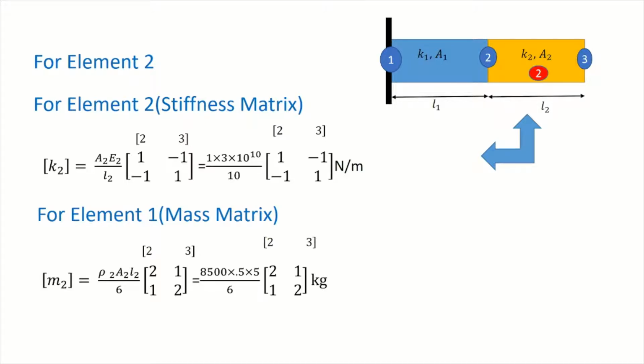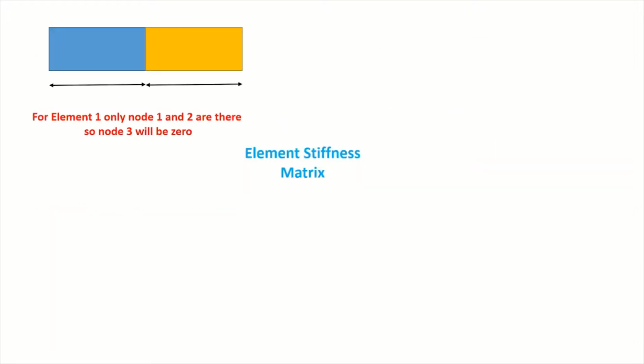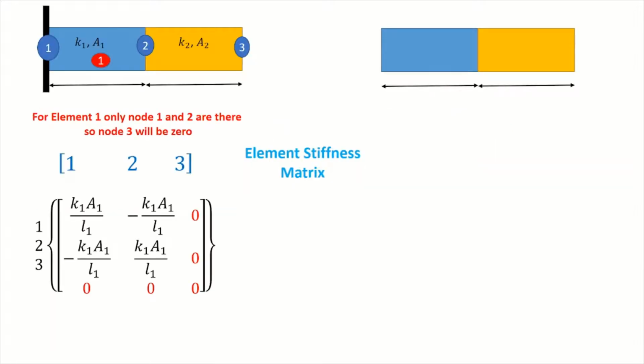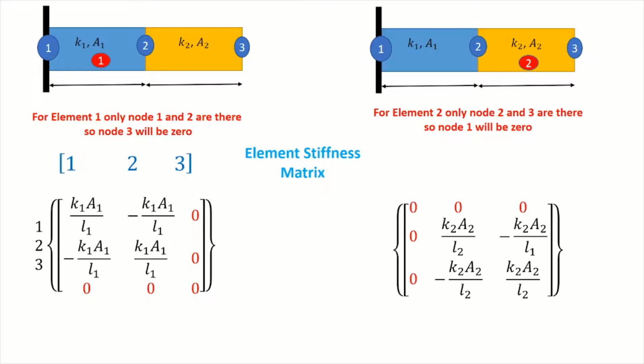Similarly we will do it for element 2. So this becomes our element 2. Everything is the same, only the values have changed. K1 and K2 is what we have got. So we got the individual stiffness matrix and the individual mass matrix for each element. Once we got that, now we will add them.